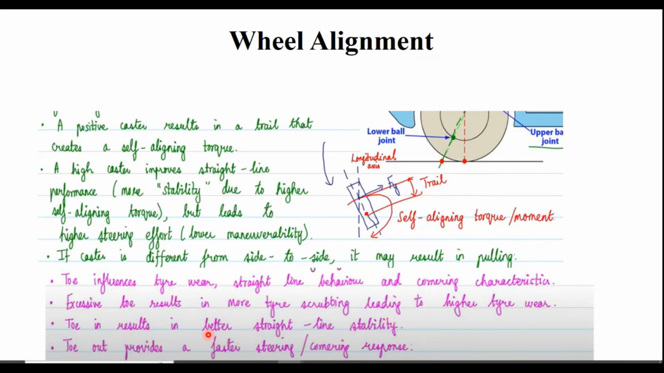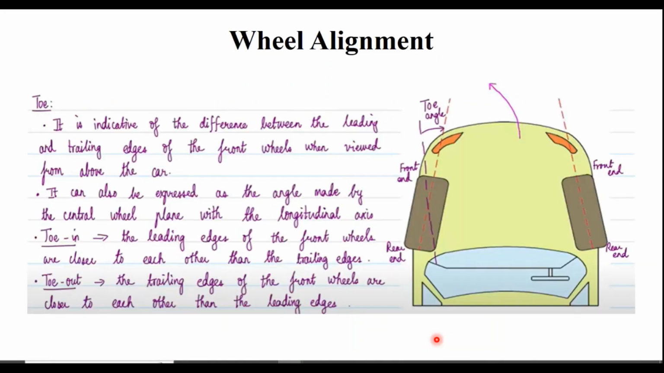Toe in helps for better straight line stability, and toe out provides faster steering and cornering response basically. So let's see what toe in and toe out are with respect to the wheel alignment parameters. Let's see that.